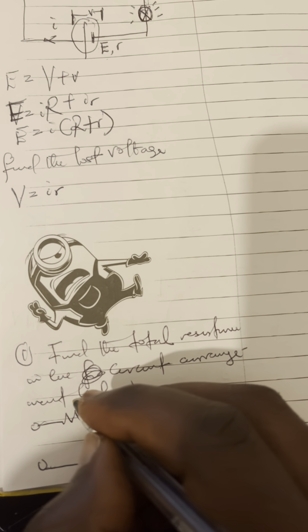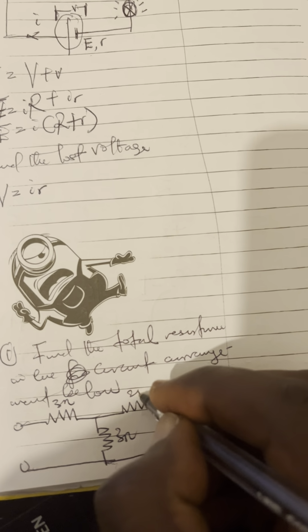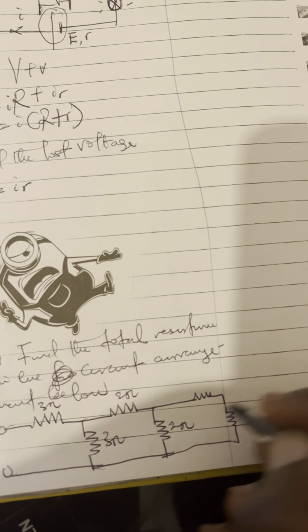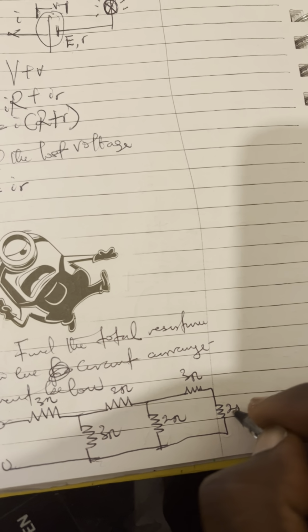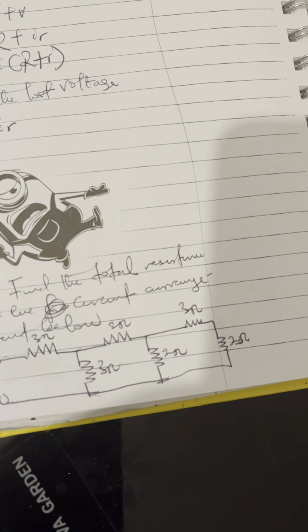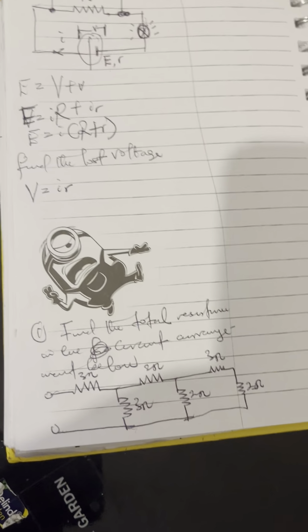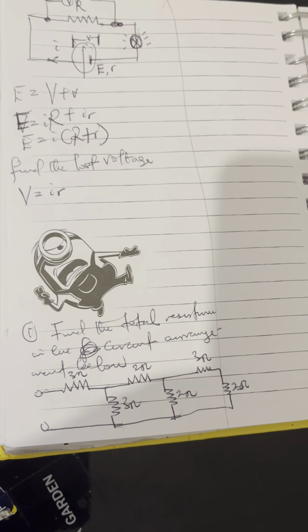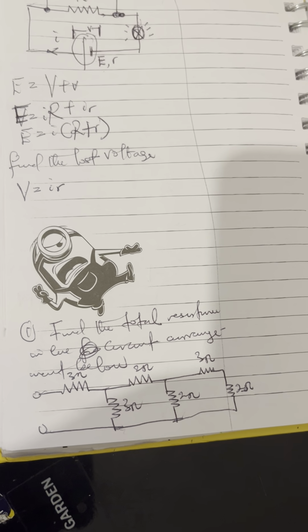So this is 3 ohms, 3 ohms, 2 ohms, 2 ohms, 3 ohms, 2 ohms. They are asking us to find the total resistance. Can you find it? Well, we are going to solve it together. We'll find the total resistance.